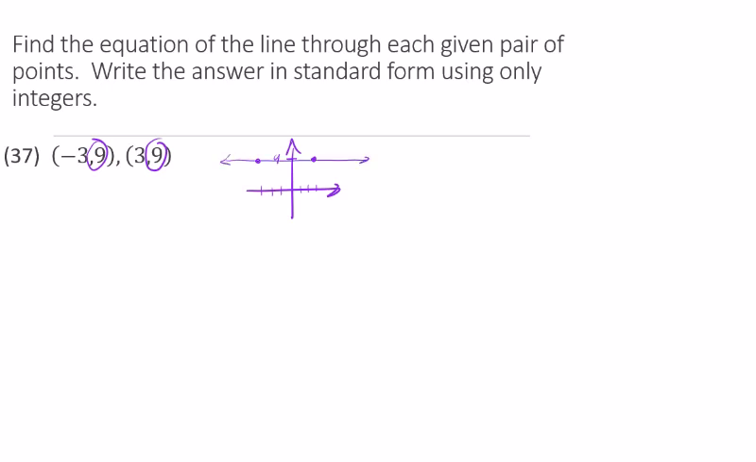So how do we write an equation of a horizontal line? There we go, y equals the y-intercept, right? Which in this case is 9, right? Y is always going to be 9. And so once again, that's already standard form. And so that's our answer.